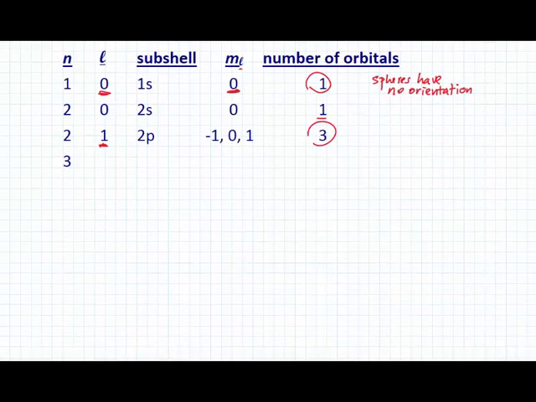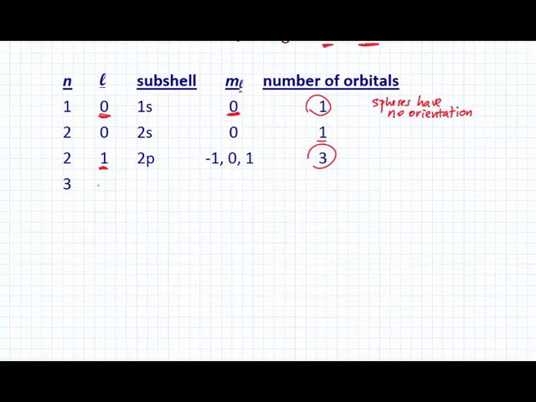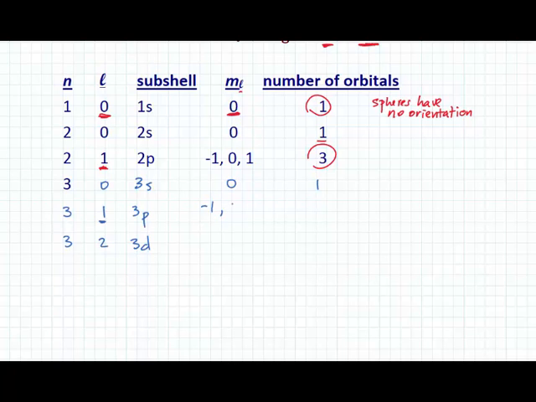It's pretty nifty. So for 3, just like on the last page, we can go 3, 0, 3, 1, and 3, 2, which is 3s, 3p, 3d. Again, with the sphere, there's only one orientation of a sphere. With p, that's negative 1, 0, and 1. And there are 3 of those, just like 2p. There's 3px, 3py, and 3pz.